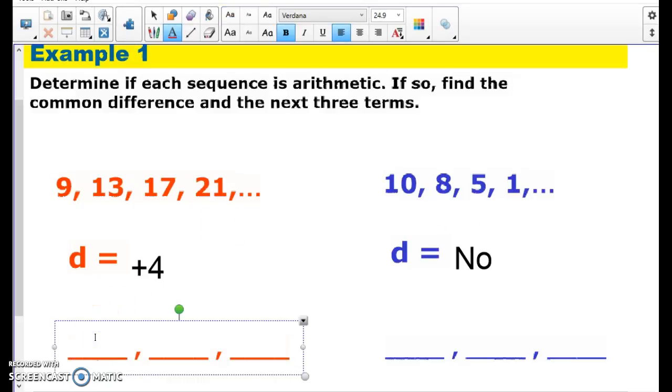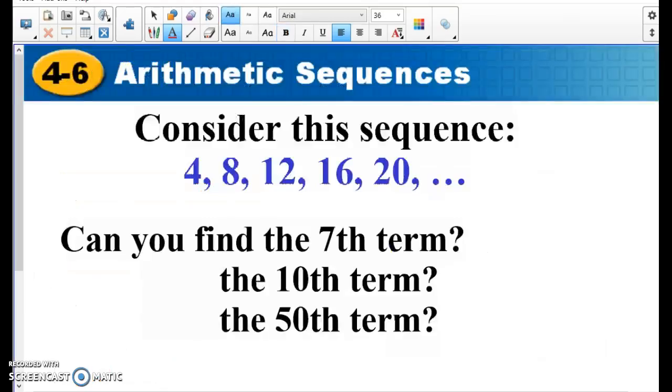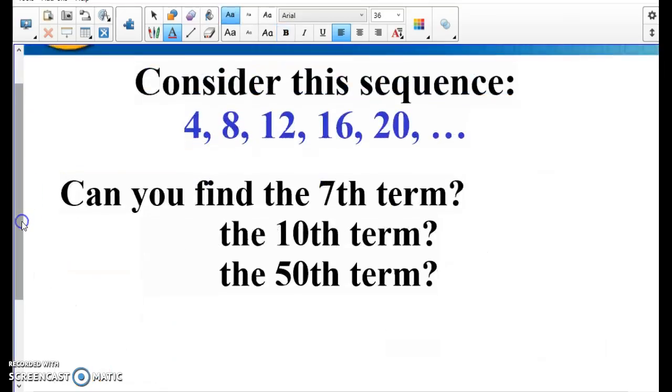Going back to this one, it said if it was, we need to figure out what the next couple numbers are. So we should get 25, 29, and 33.